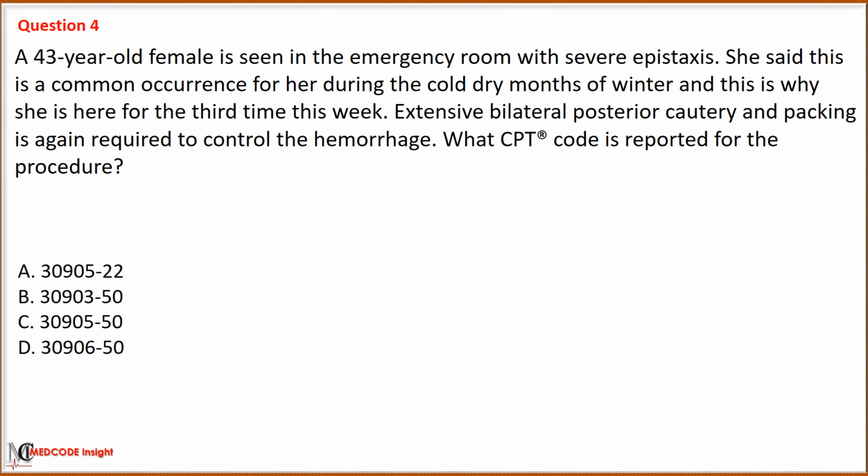Option A with code 30,905 along with modifier 22. Option B with code 30,903 along with modifier 50. Option C with code 30,905 along with modifier 50. Option D with code 30,906 along with modifier 50.